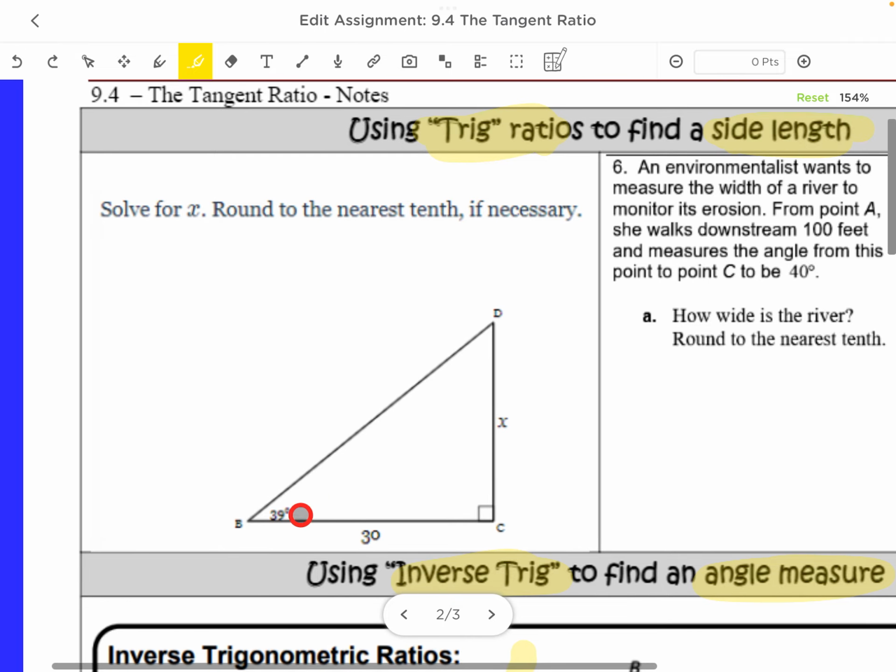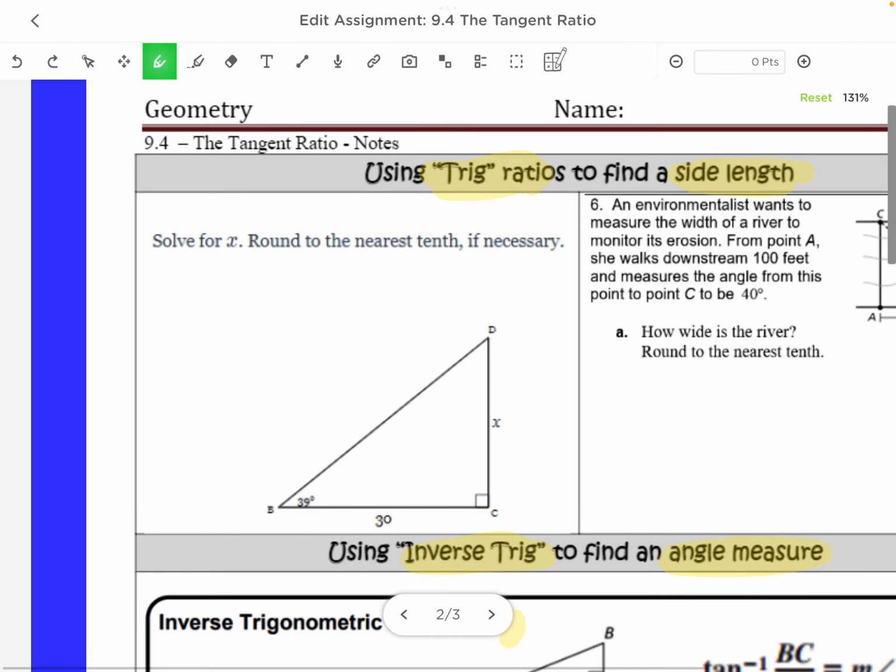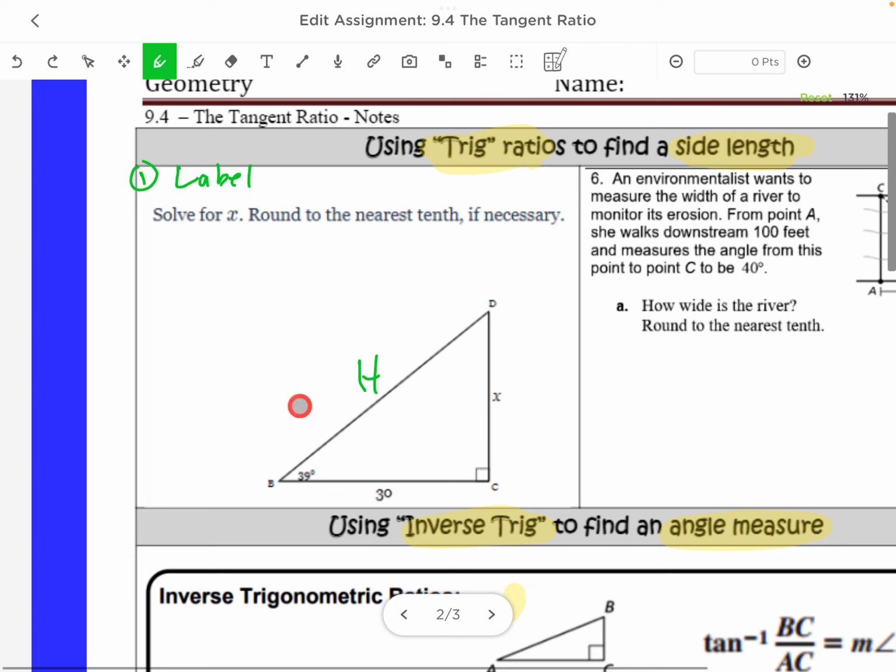All right, so the first thing we want to do is label. Okay, so let's look. It says solve for x. Okay, so x is right over here, round to the nearest tenth. So first off, we have our hypotenuse, right? So we know this is our hypotenuse. Now let's look at the information we're given. Okay, we're given this angle B over here, right?